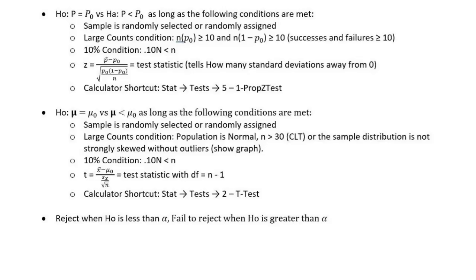When we are looking at proportions, the HO, the probability that P is equal to some value, they're calling that P naught, versus the HA, P could be less than that or P could be more than that. It doesn't have to strictly be smaller.